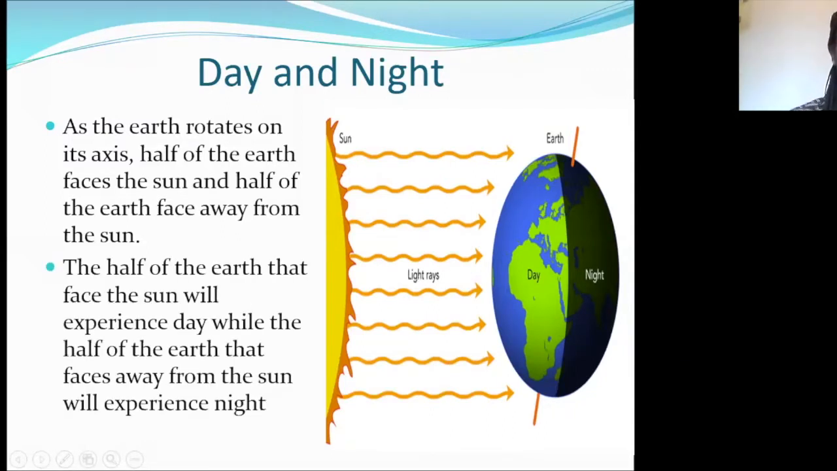The half of the Earth that faces the sun will experience day. That's why it is very bright on that side. And the other half will experience night. You have the dark side right here.